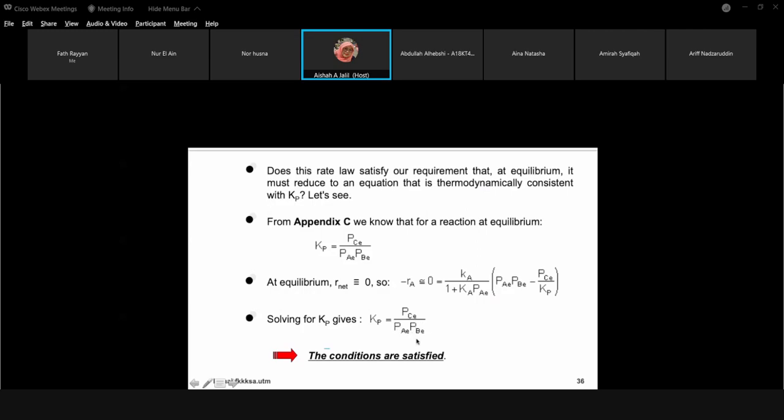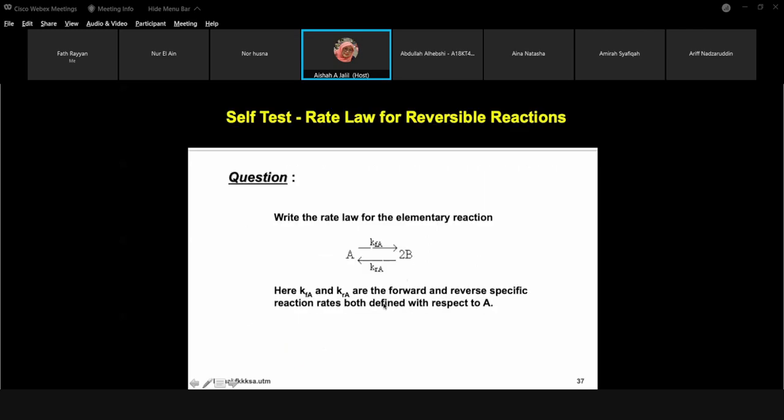If you know the CA0 and also the conversion, you can calculate the value of KP, which is one of the important things in reversible reactions. They want you to calculate the KP. Okay, this is an example: rate law for a reversible reaction.